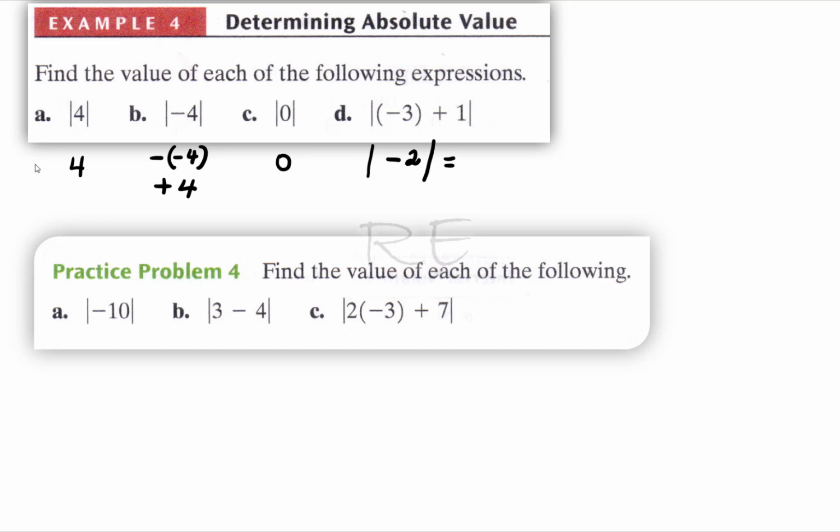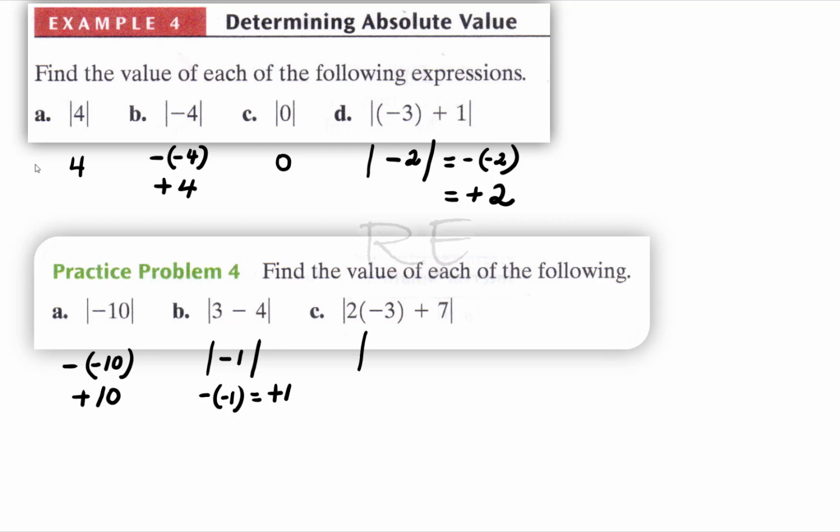-3 plus 1 is -2. The absolute value of -2 is minus -2, which is +2. Always operate within the absolute value first and then take the absolute value. The absolute value of -10 is minus -10, which is +10. The absolute value of 3 minus 4 will be the absolute value of -1, which is minus -1, +1.